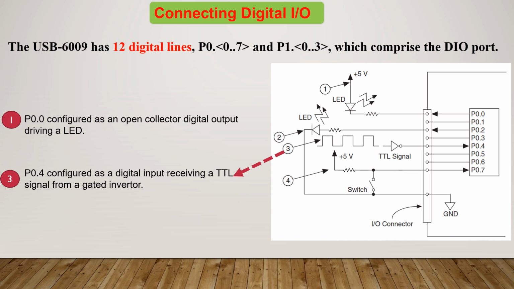So we have two types of signal in the digital line. One type is digital input, one type is digital output, and you can configure them in the software, for example, P0.0 as a digital output and P0.7 as a digital input, or P0.4 as a digital input. It's very simple to connect digital input and digital output to the data acquisition card, and we can measure digital signals with the data acquisition card.